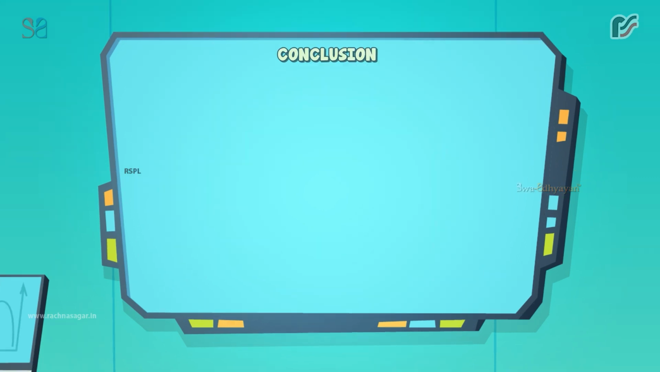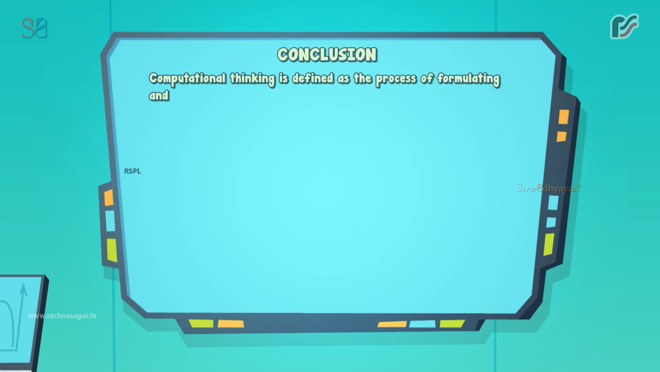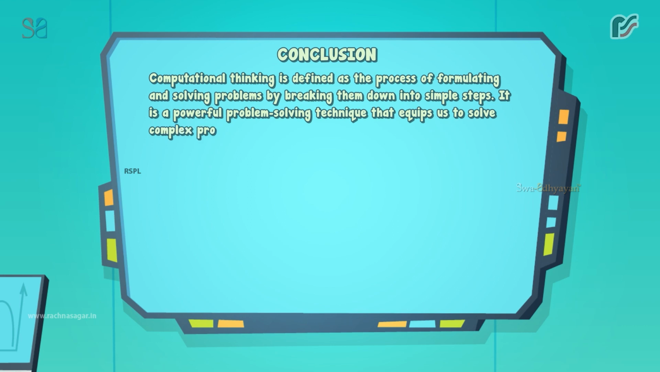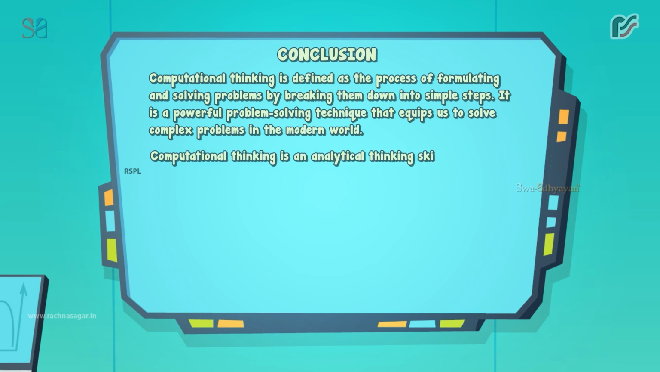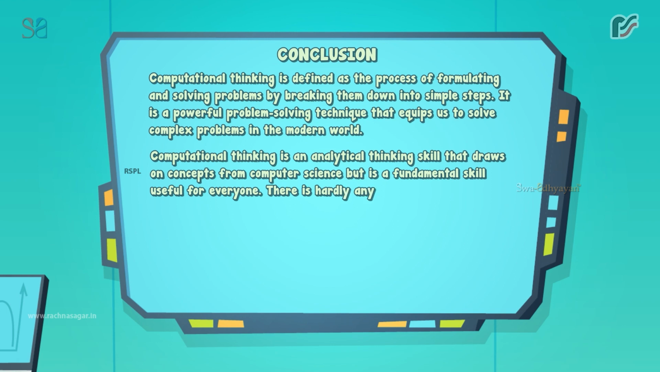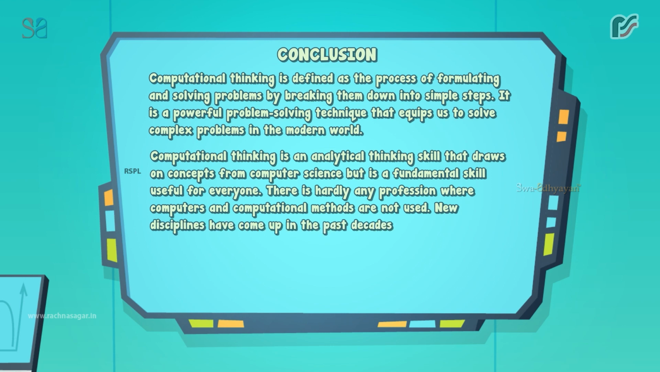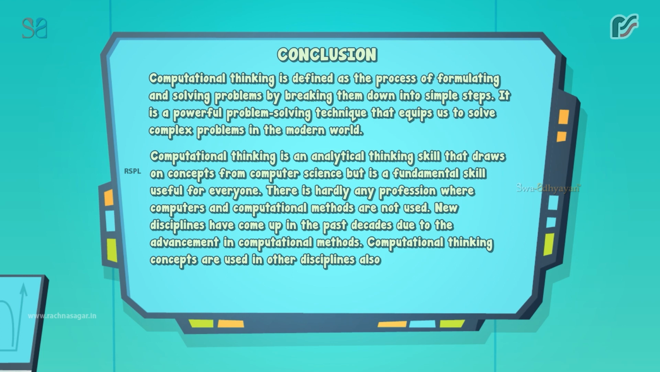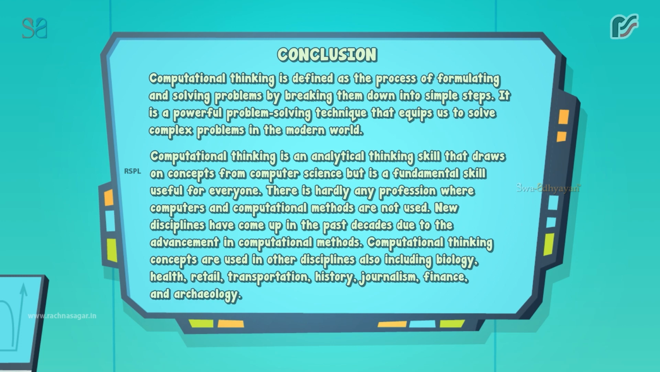Let's conclude the chapter now. Computational thinking is defined as the process of formulating and solving problems by breaking them down into simple steps. It is a powerful problem-solving technique that equips us to solve complex problems in the modern world. It is an analytical thinking skill that draws on concepts from computer science but is a fundamental skill useful for everyone. There is hardly any profession where computers and computational methods are not used. New disciplines have come up in the past decades due to the advancement in computational methods. Also, computational thinking concepts are used in other disciplines, including biology, health, retail, transportation, history, journalism, finance, and archaeology.